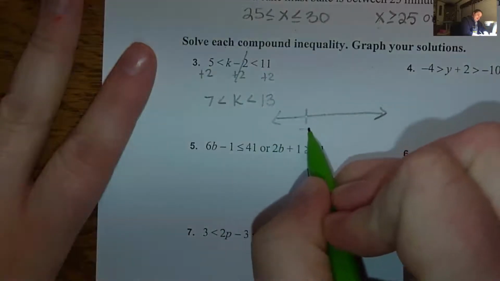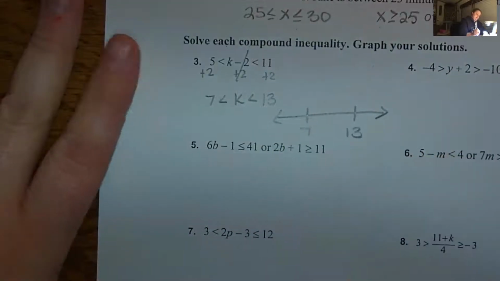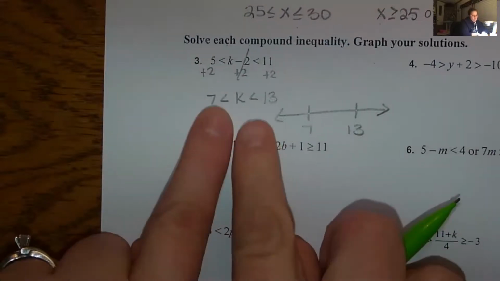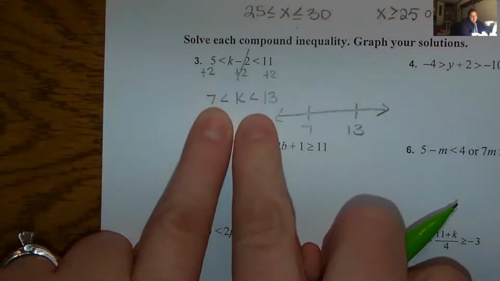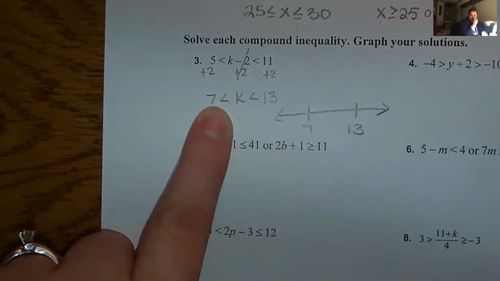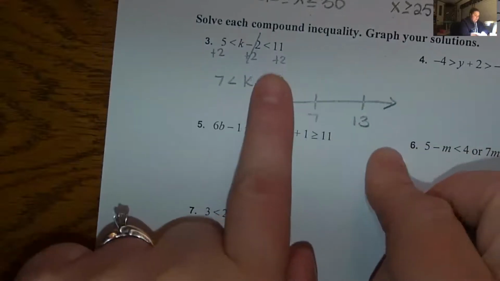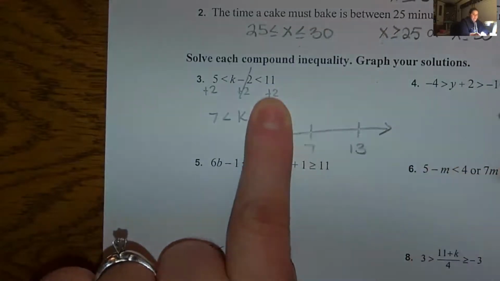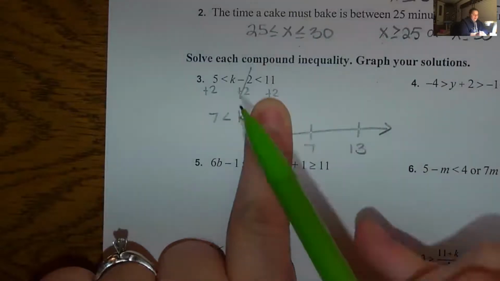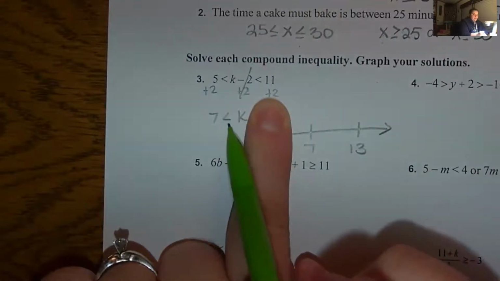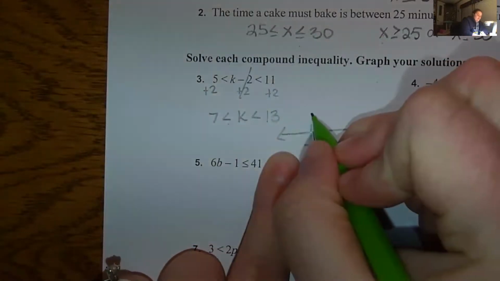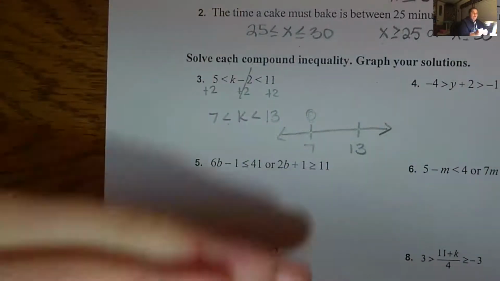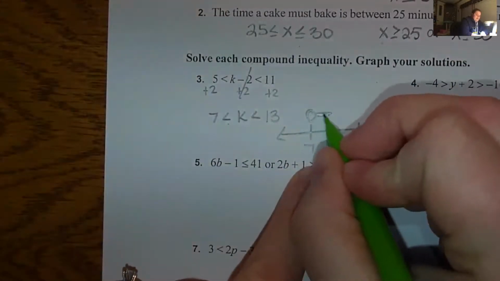So I needed a 7, I need a 13. Okay, break it down if you need to. If they're both less than symbols, you'll kind of see a pattern of how it's going to shade. But if you need to break it down, break it down. That's saying 7 is less than K. Or you could say K is greater than 7. So open circle at 7. It has to be bigger than it because I'm eating it. K is bigger. So I'm going to point to the right.